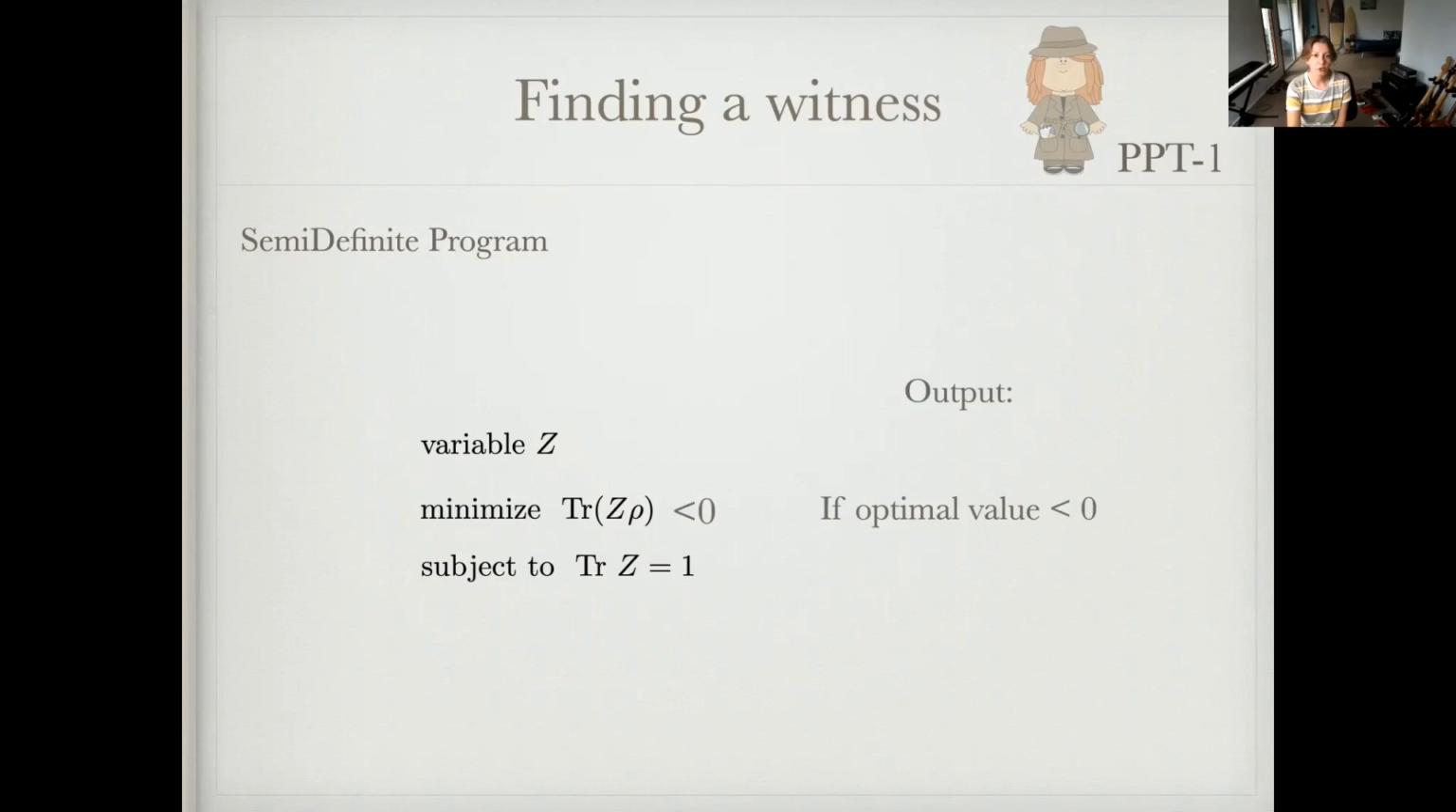And if it finds that the optimal value was negative for some operator, then it means that this operator is a witness because it satisfies the description. And it's a witness for this entangled state.